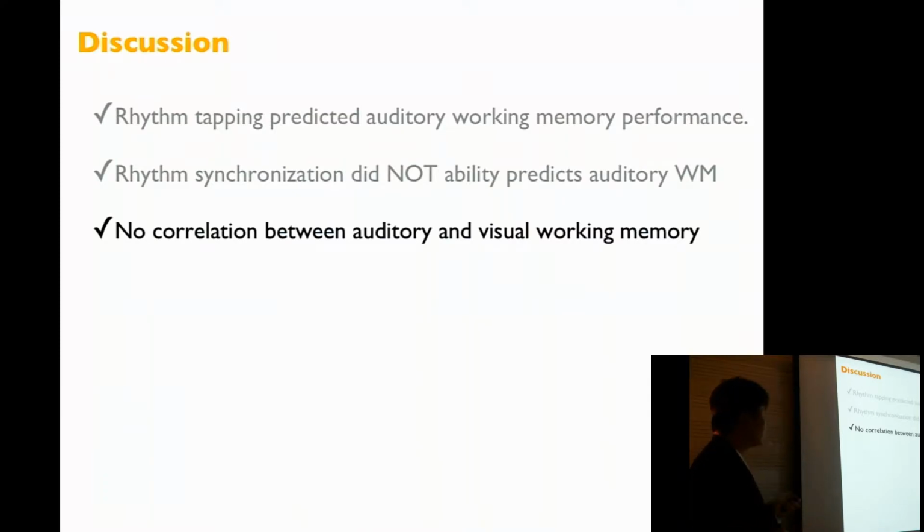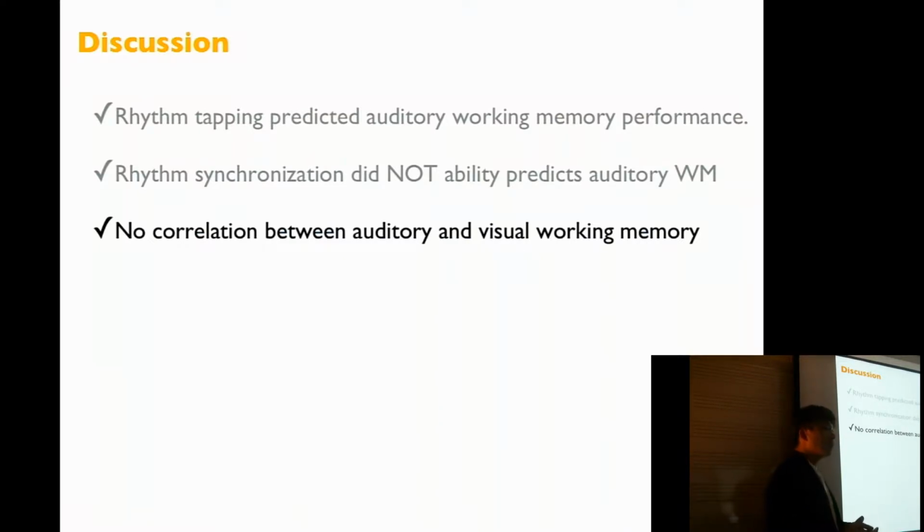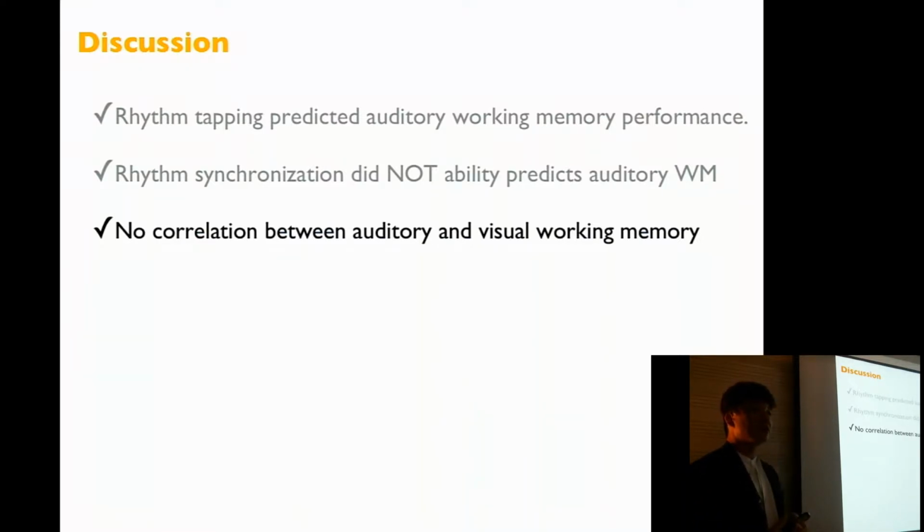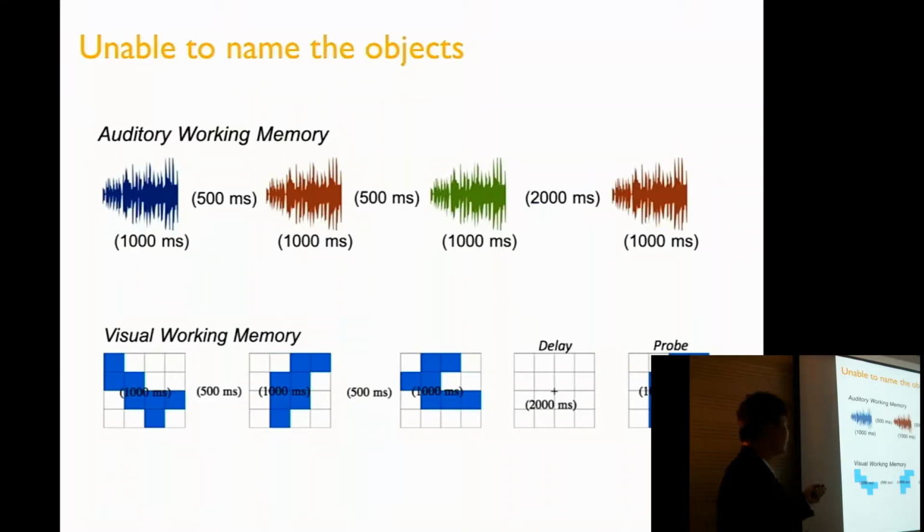We also found there's no correlation between auditory and visual working memory. I've been told over and over again that it doesn't matter whether you use auditory or visual working memory when it comes to a working memory measure, but as it turns out, it's very specific to the sensory domain. If you were to study auditory phenomena, then you have to use auditory working memory, not visual working memory. That's because we use, as I described earlier, unnameable objects, so they're hard to name. And when you use those, there's no correlation.